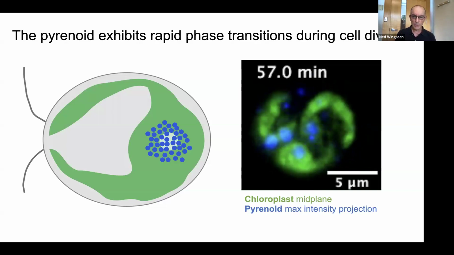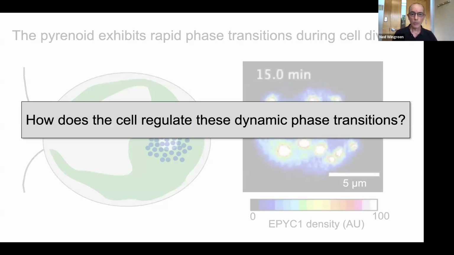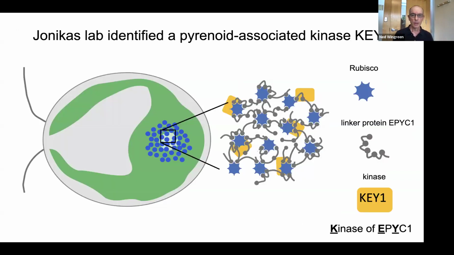All right, we stop that and ask, how does the cell regulate these dynamic phase transitions? The answer is that we have a very good idea now about how that works. The Jonikas lab has identified a pyrenoid-associated kinase that they called KI1. A kinase is an enzyme that adds phosphate groups to its substrates. And in this case, its substrate is this linker protein EPYC1. And so what's happening is that KI1 is adding phosphate groups to EPYC1, and that's having an effect on how well EPYC1 sticks to the rubisco.